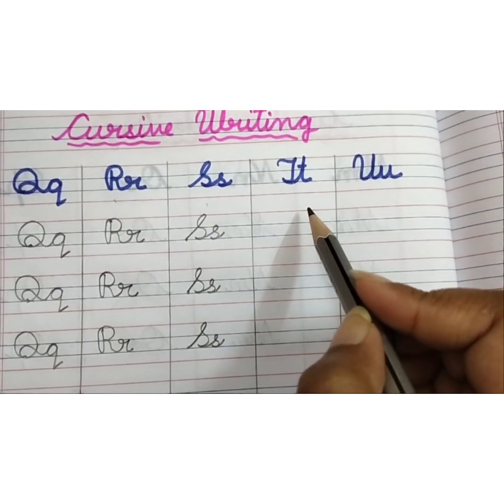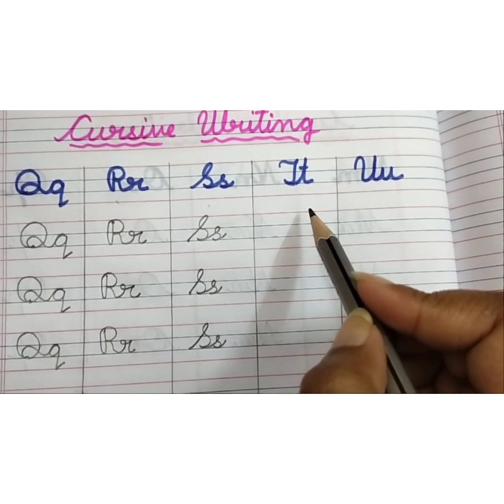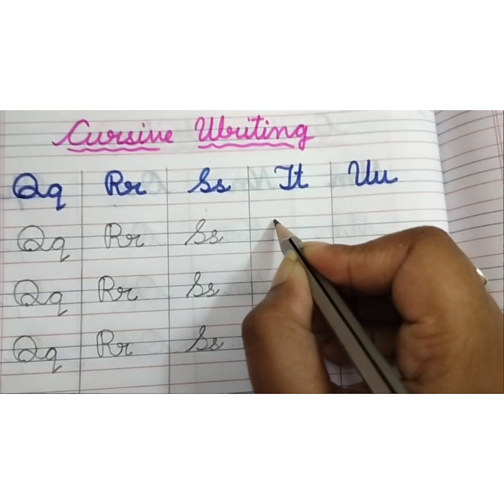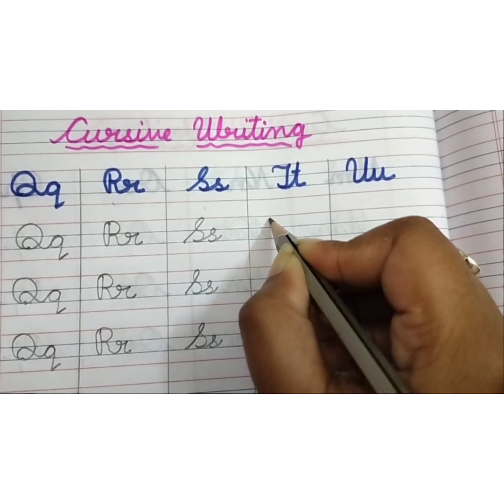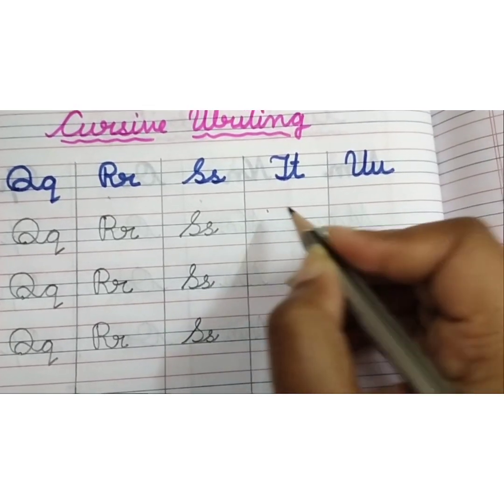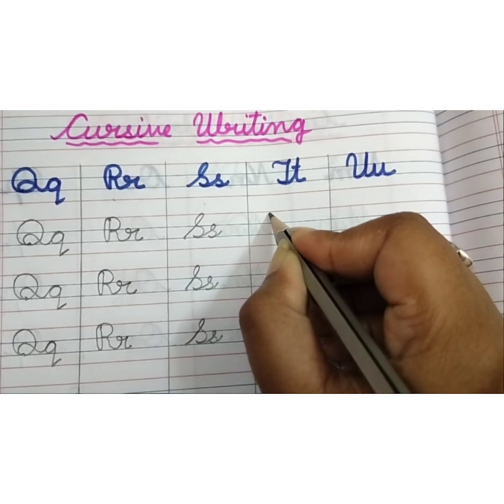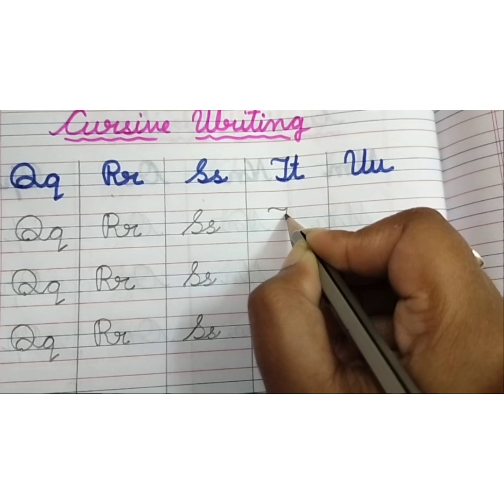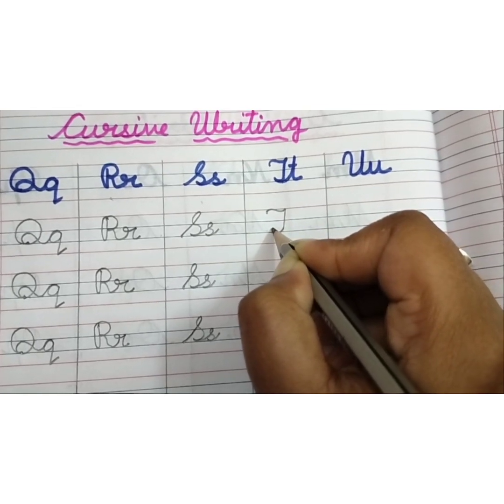Okay, now I will show you how to write this alphabet. Who can tell me which alphabet is this? It's T. Very good. Now, how to write T? For writing T, this is our starting point. From here, we will touch this red line, then we will come down to the third blue line.